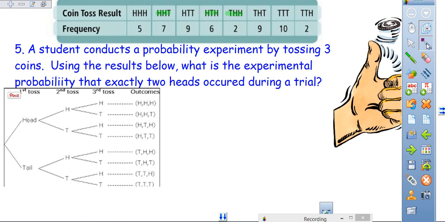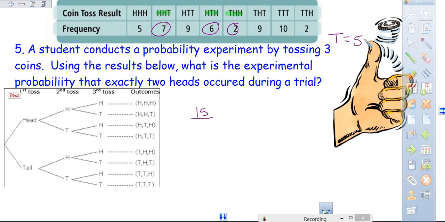So the number of favorable outcomes would be 7 plus 6 plus 2 divided by our total number of outcomes. So that's how many times did we flip the coins all together? 50. So that number reduces to 3/10, or 30%.